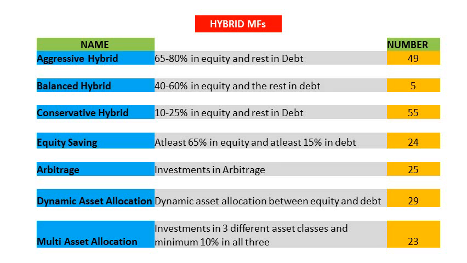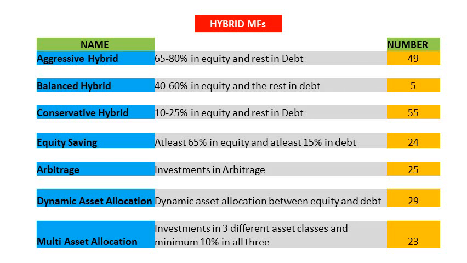So balanced in the sense, for example, if you see the difference between aggressive hybrid and balanced hybrid, the allocation in equity varies. If the equity allocation is more, call it aggressive, and if less, balanced. Obviously the next one is conservative. Again they reduce the allocation in equity, that is only 10 to 25% equity. The remaining in debt market we call conservative hybrid. The number of conservative hybrids is again 55 funds available in the market.